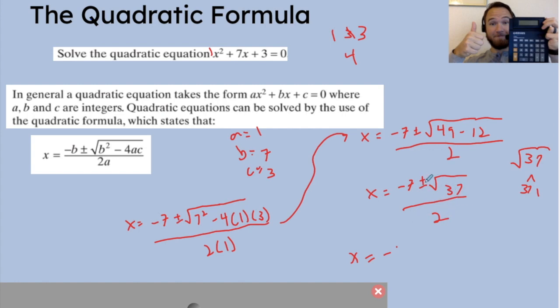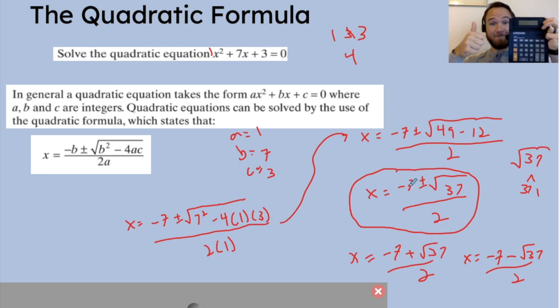Now this plus or minus means we have two answers. If we were going to write this all the way out, x equals negative 7 plus root 37 over 2, and x equals negative 7 minus root 37 over 2. The plus or minus comes from needing to take a square root, so either way it works. Believe it or not, this right here would be the answer.